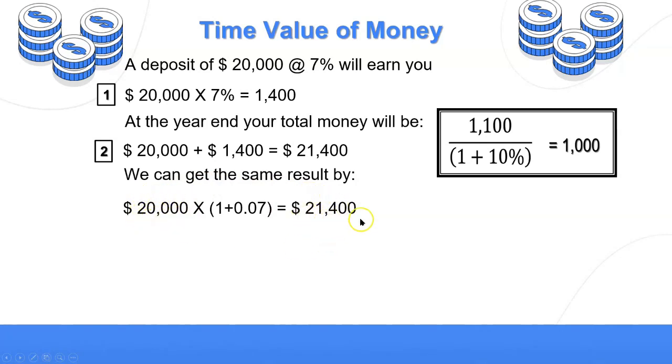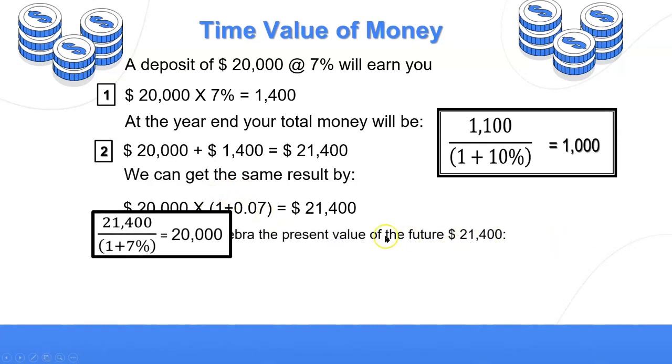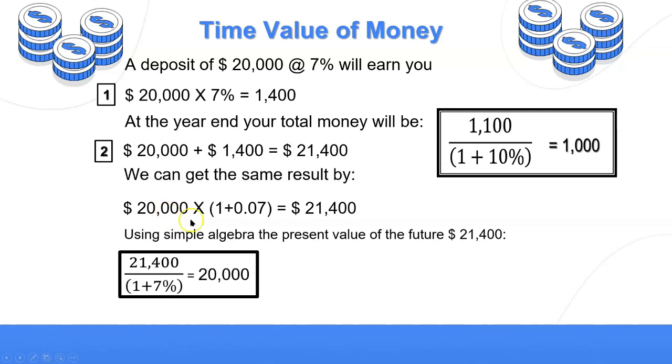How to get the 20,000 present value? It is simply this: divide, using algebra, and it will give us the 20,000. 21,000 cash, divide 1.47. This is why we put 1.7. The present value is 20.